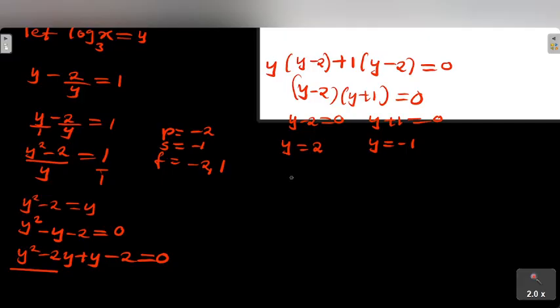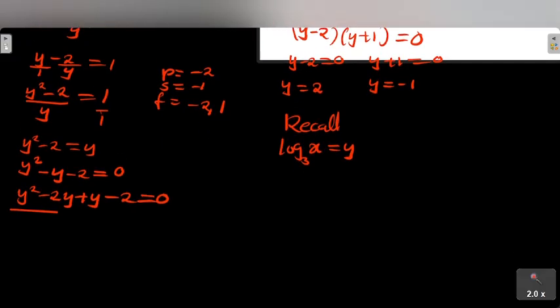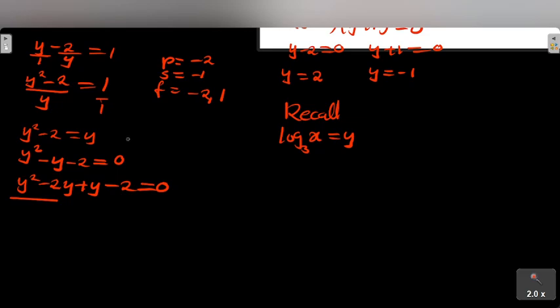Now since we let log of x base 3 equal to y, we'll recall that log of x base 3 is equal to y. So we require and substitute, because we're not solving for y but for x. Since we have the value of y equal to 2, we have log of x base 3 equal to 2.